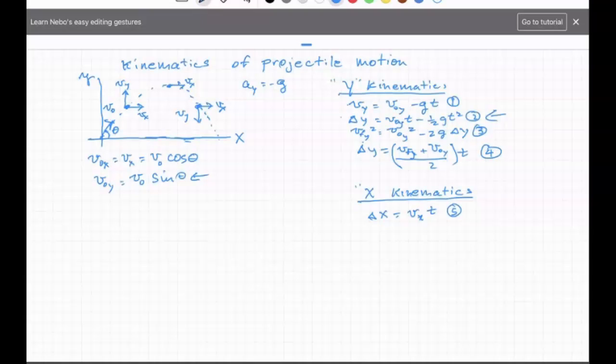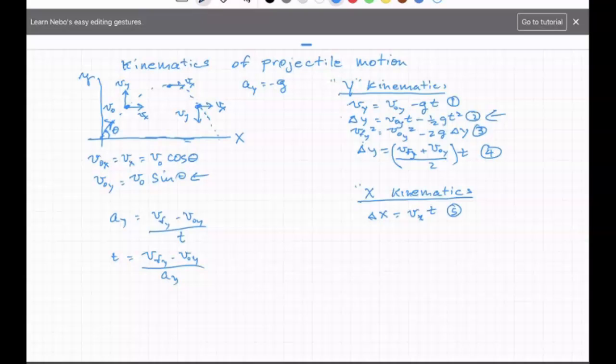So the starting point is to use equation 1 and to remember that equation 1 comes from the fact that the instantaneous acceleration in the y direction is equal to the average acceleration, and the average acceleration is equal to v final y minus v initial y divided by the time. So from that we see that the time is equal to v final y minus v initial y over the acceleration in the y direction.